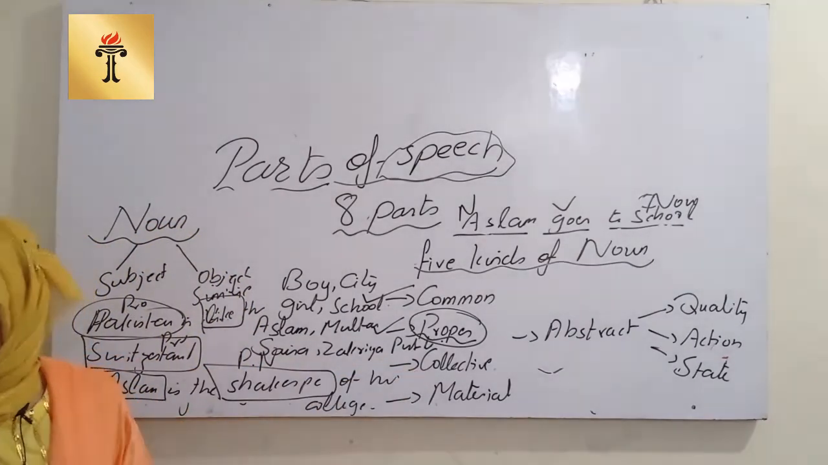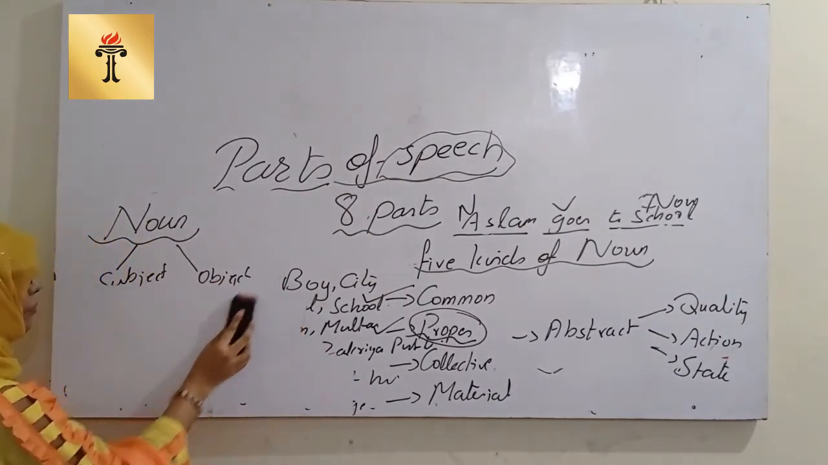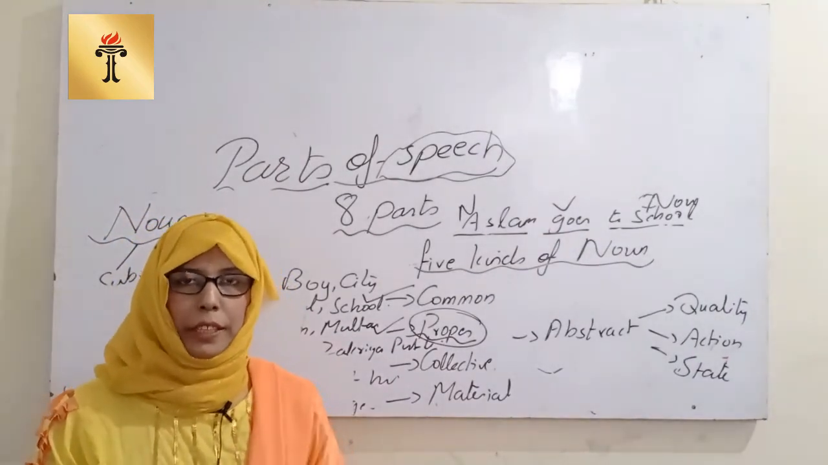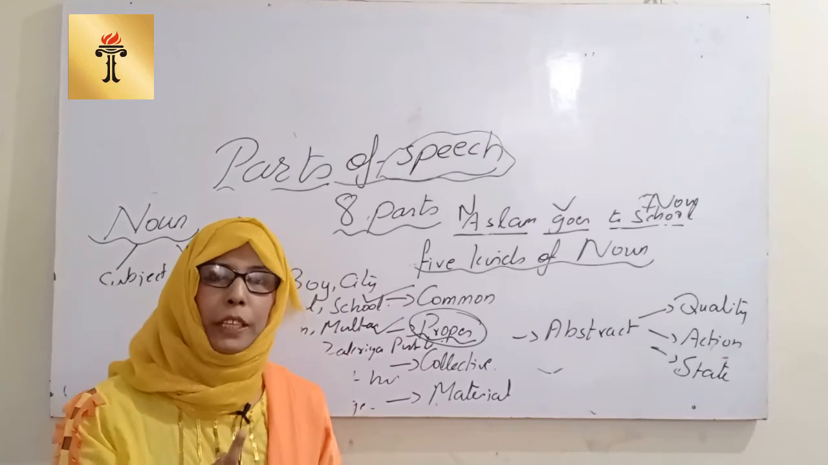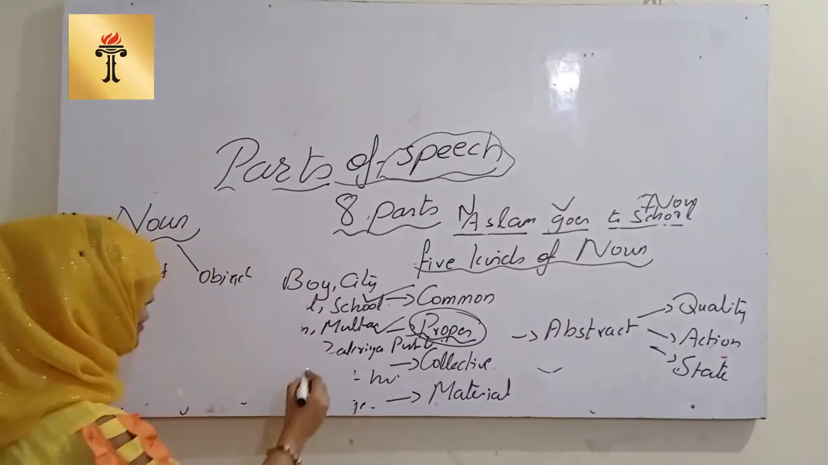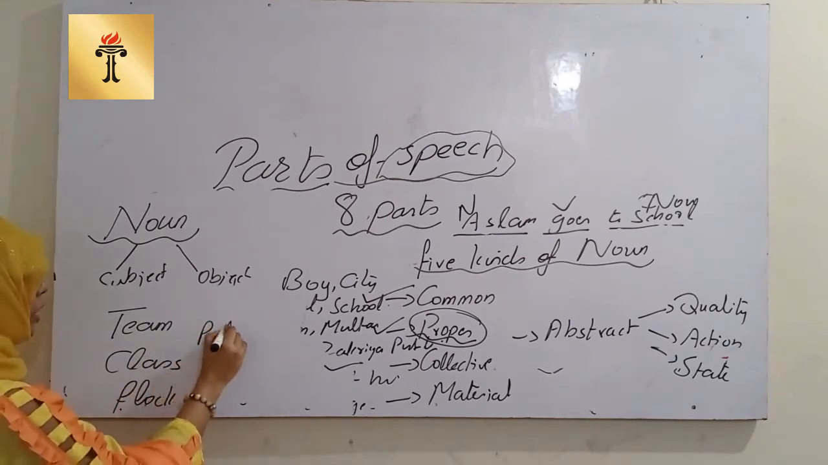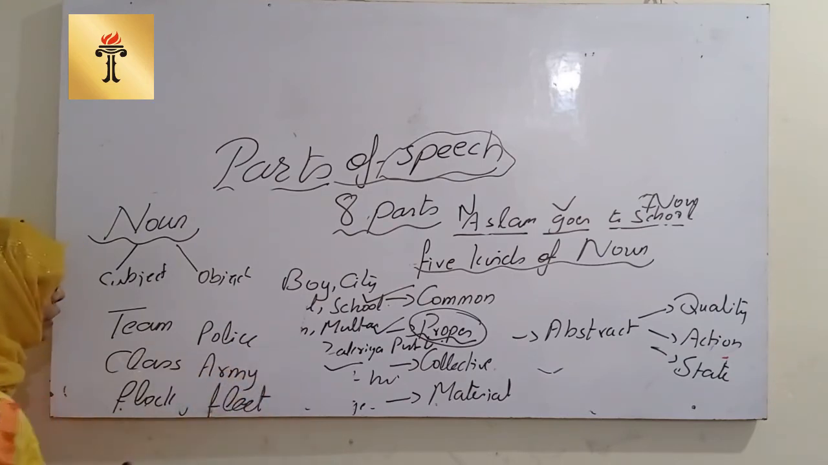The number 3 is the collective noun. The definition is very simple: a group of words which can be used as a single unit. There are so many things which can be considered as one single unit or a complete whole, and they are said to be collective nouns. As we say, team, class, flock, police, army, fleet. These are the words used as collective nouns.